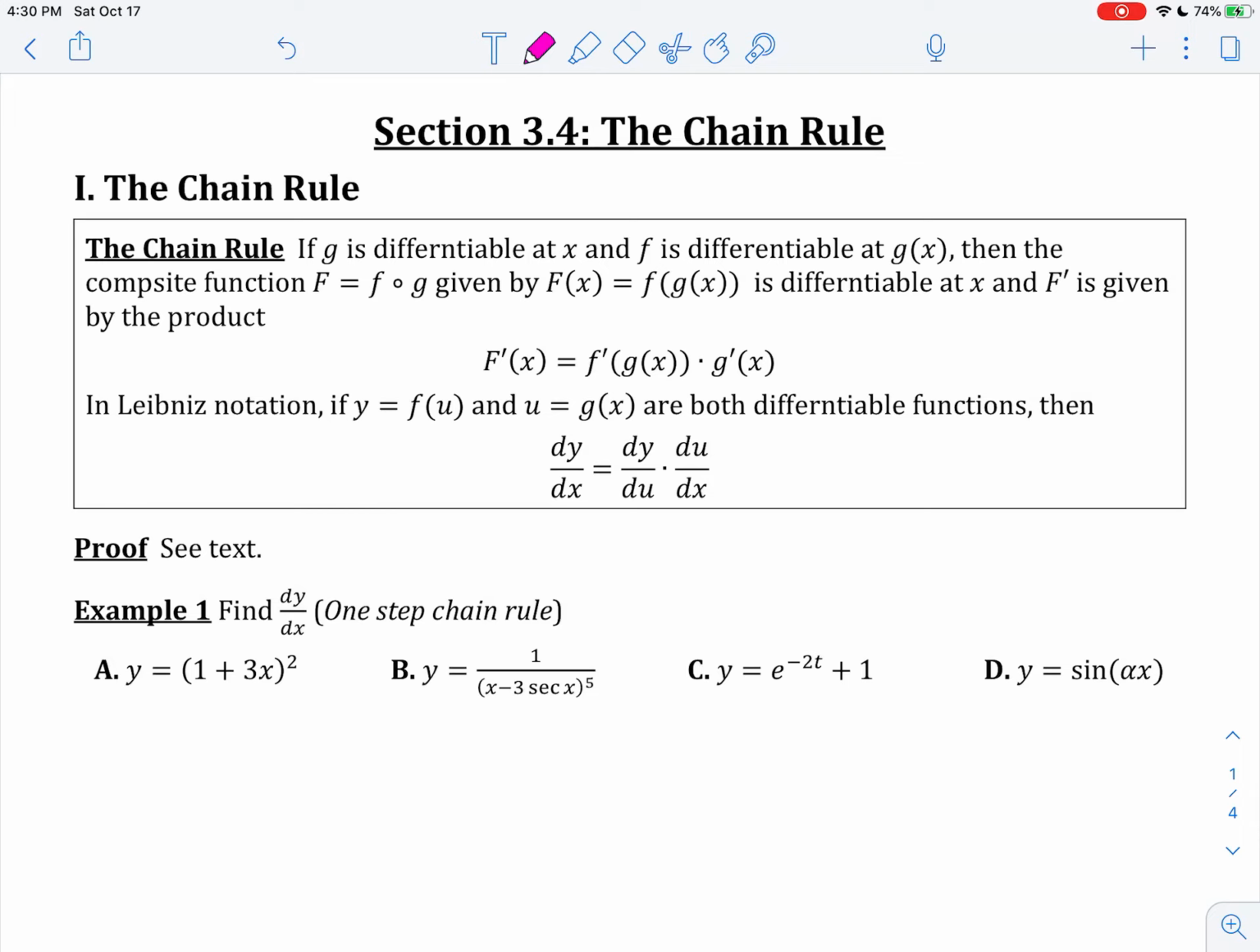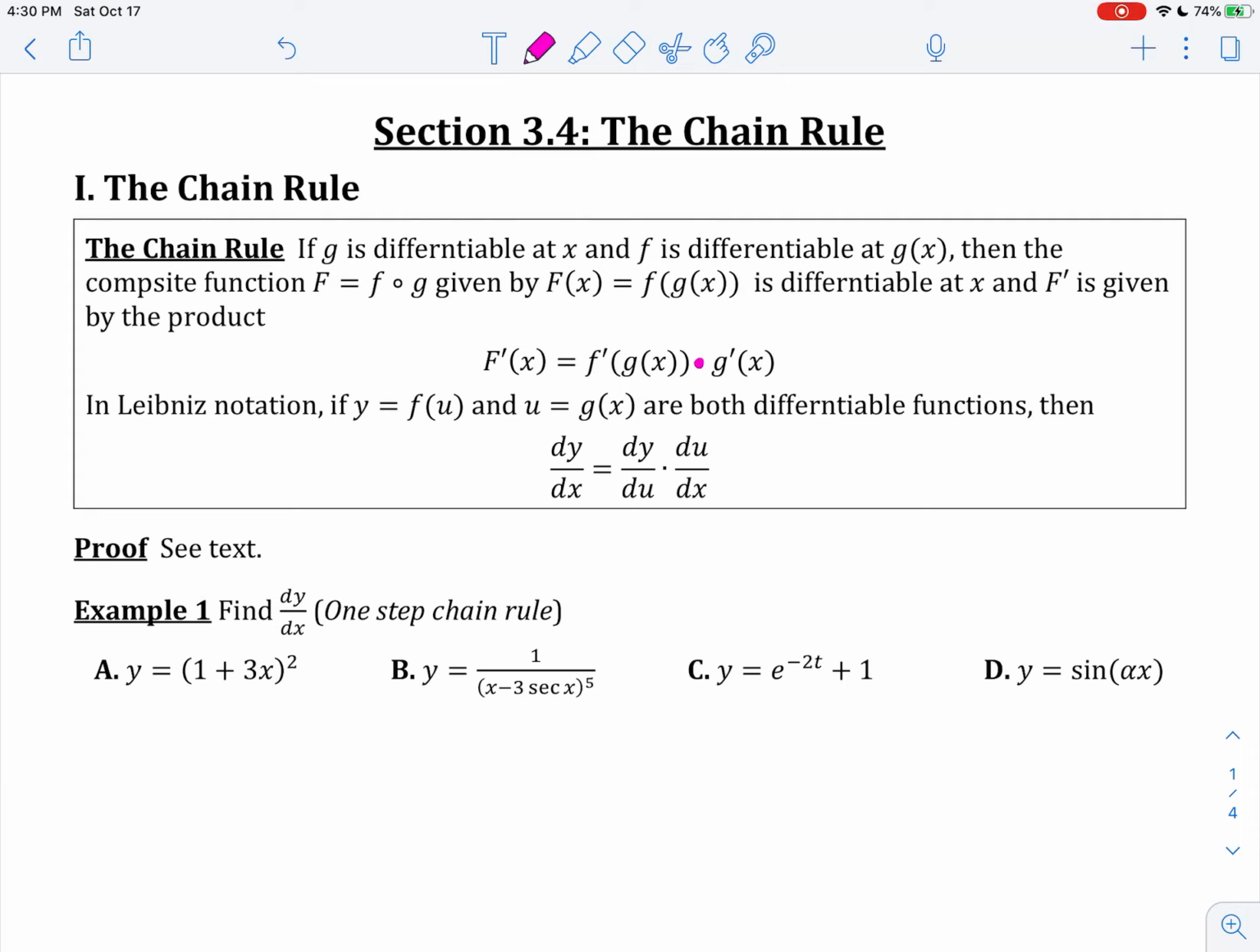So what is the chain rule and when do we want to use it? We want to find a derivative. When we are looking at a function that is a composition of functions, we can use the chain rule. So let's read the definition of the chain rule. It says if g is differentiable at x and f is differentiable at g of x, then the composite function f composed of g is differentiable at x, and that derivative is given by the following product.